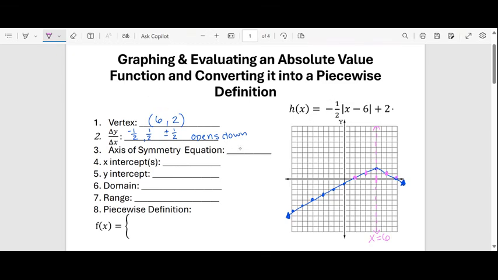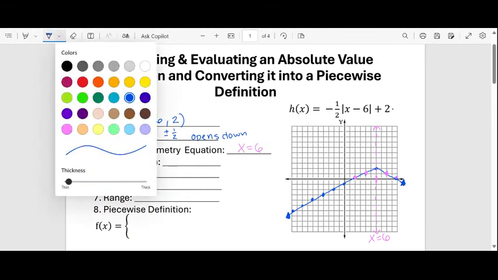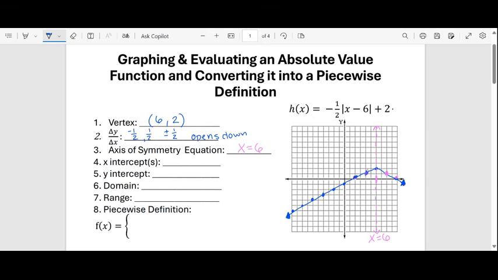So I'm going to say x equals 6. And that's that pink line that I added in the middle there. I'm going to go ahead and make these dots blue again so you can keep track of what I'm doing. We are going to do our x-intercepts.